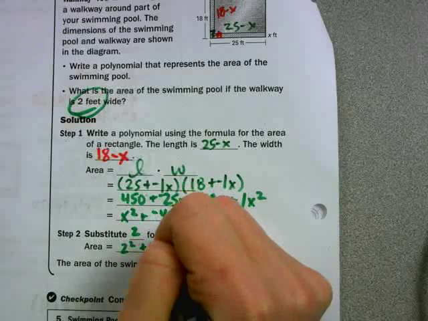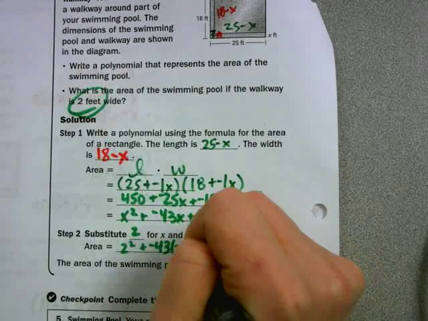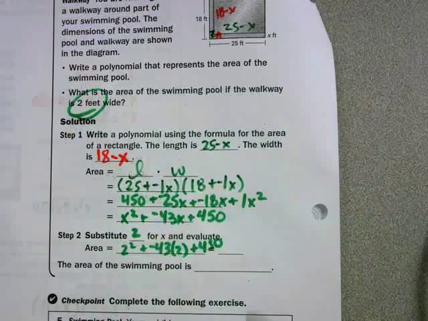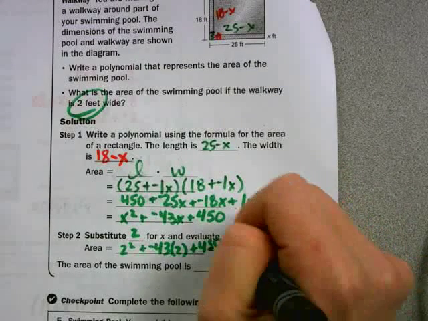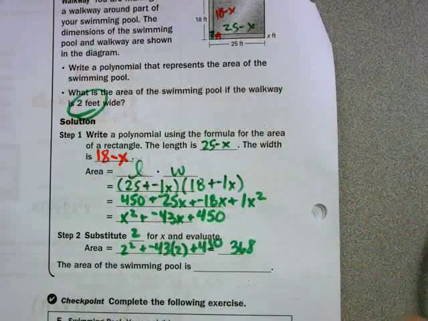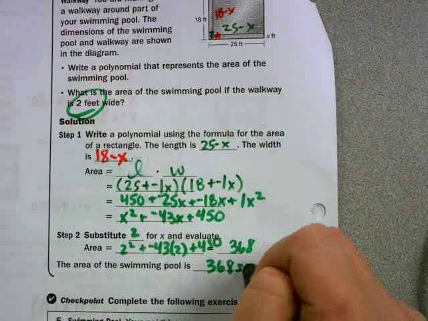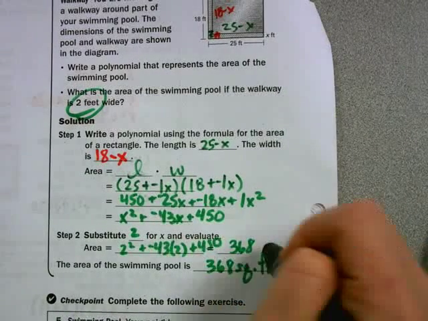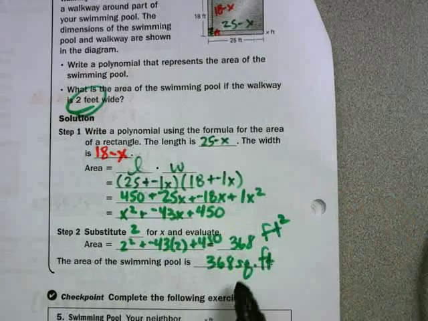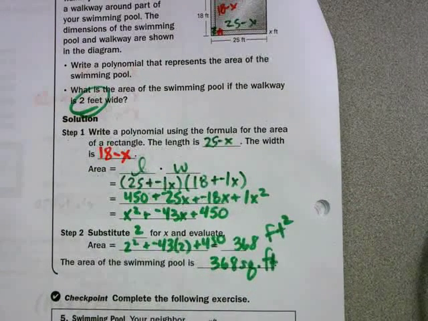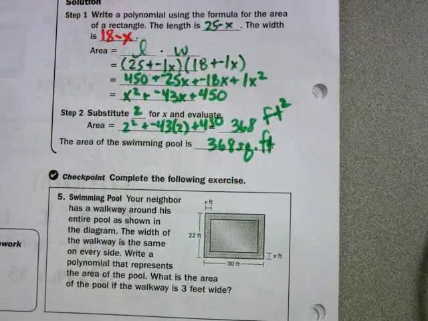And when you work all that out, it is equal to 368. So the area of the swimming pool is 368 square feet. Remember, area is feet squared, so you write it out in words as square feet or feet squared. Okay, same idea for number 5, but this time the walkway is going around the entire pool.